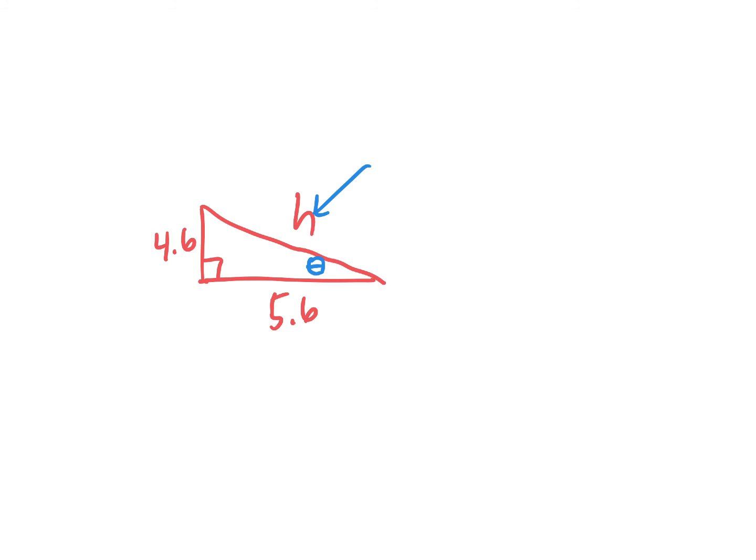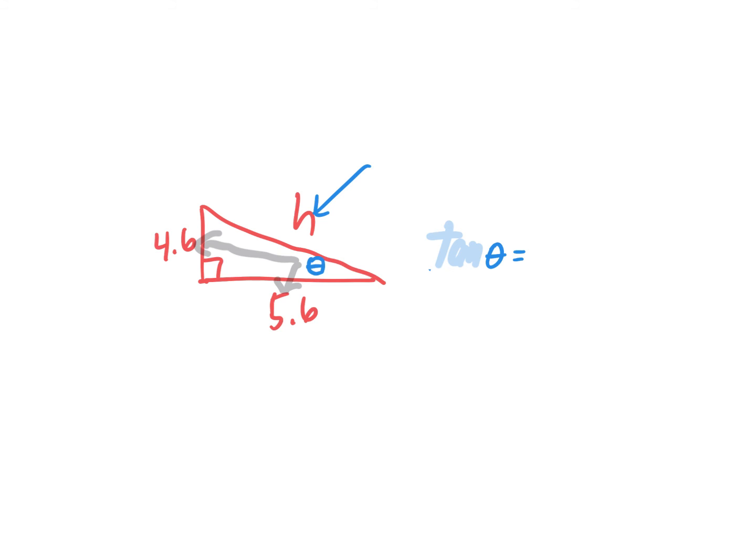All right, well, I go sine of that angle is opposite over hypotenuse, which would be 4.6 over h. That doesn't really help me. You know why? Because I got too many variables. So maybe I shouldn't do sine. Which one should I do? Sine, cosine, or tangent? Well, I have the opposite and the adjacent. So I should do the tangent of theta.